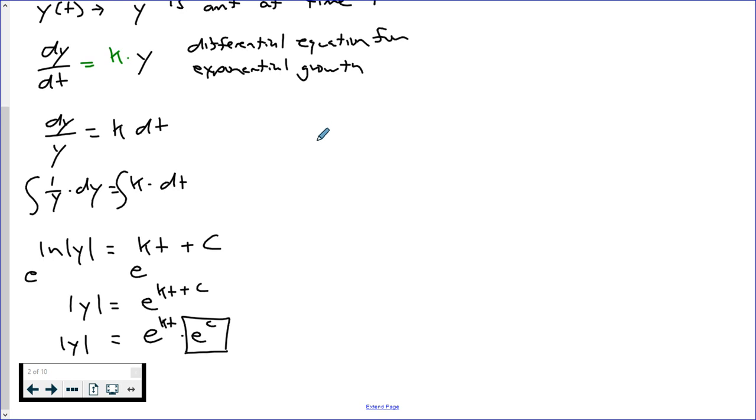So I'm going to come over here now and write, instead of e to the c times e to the kt, I'm going to pick a constant. I can't really use c, I can't use k because they're used up. Maybe I'll use capital I, e to the kt.